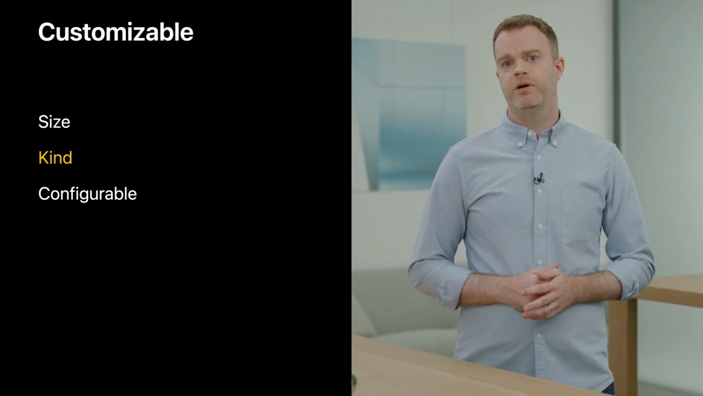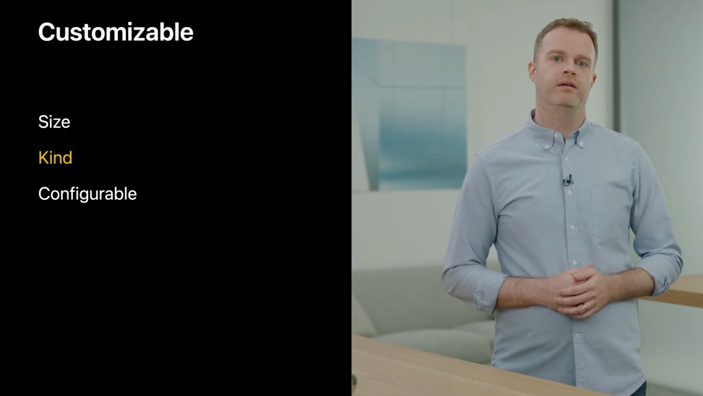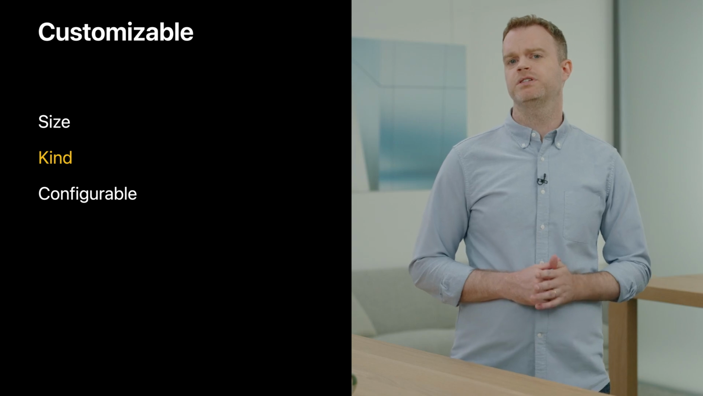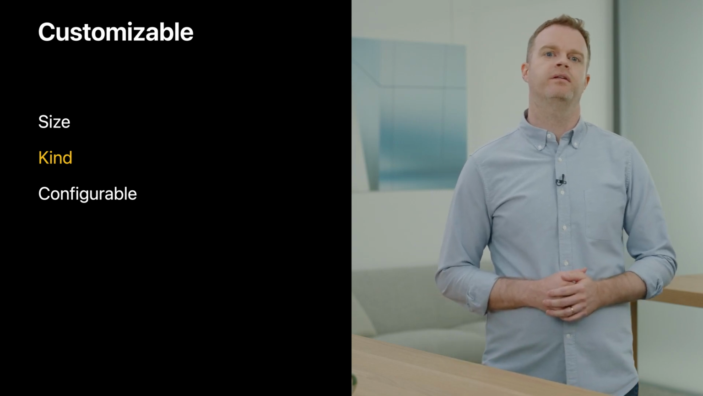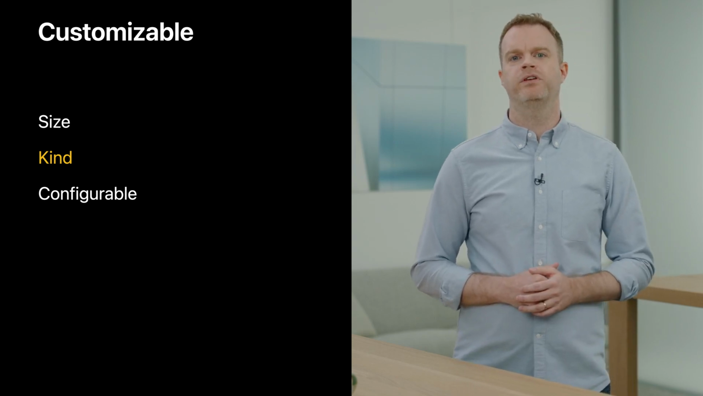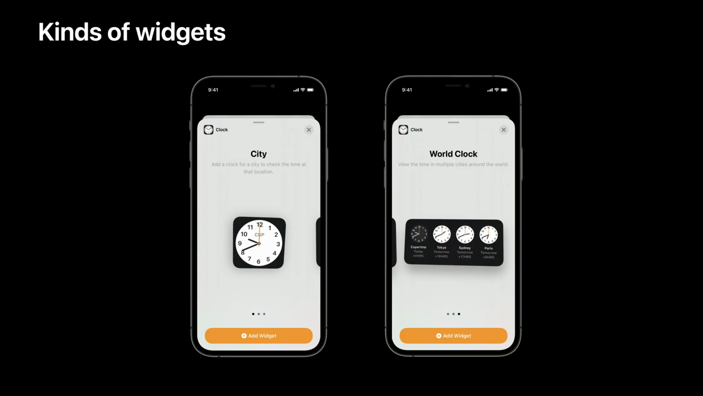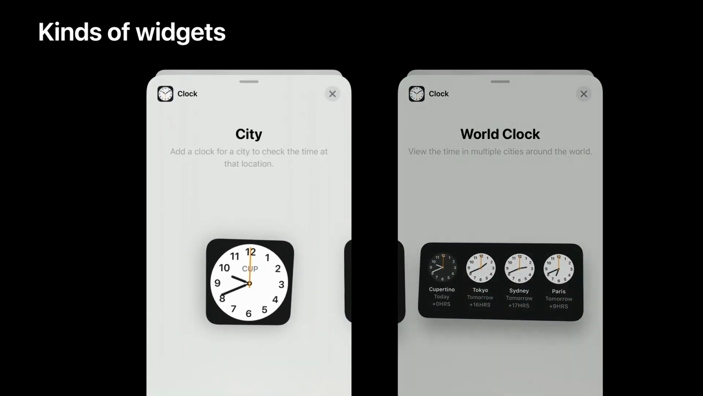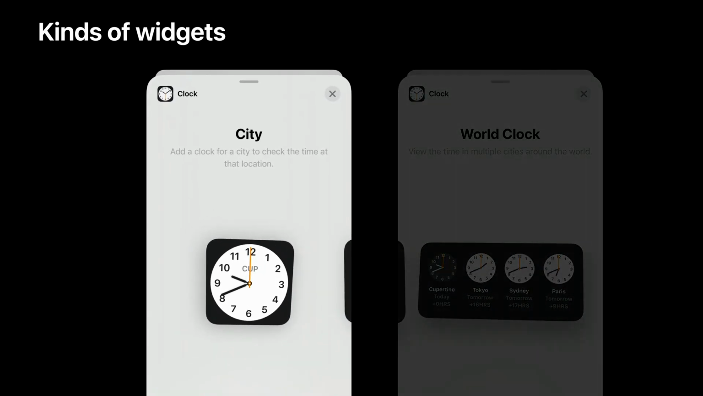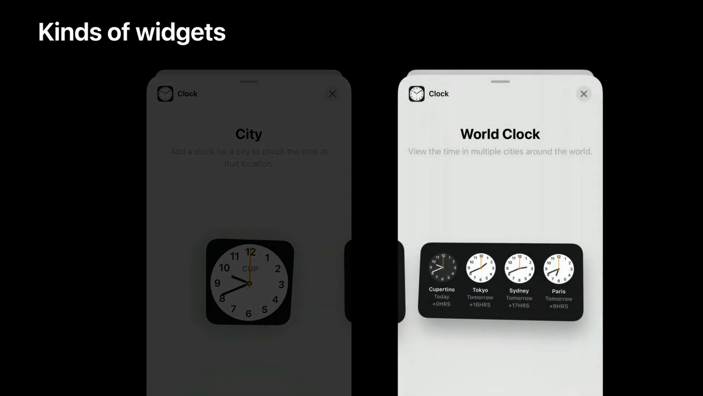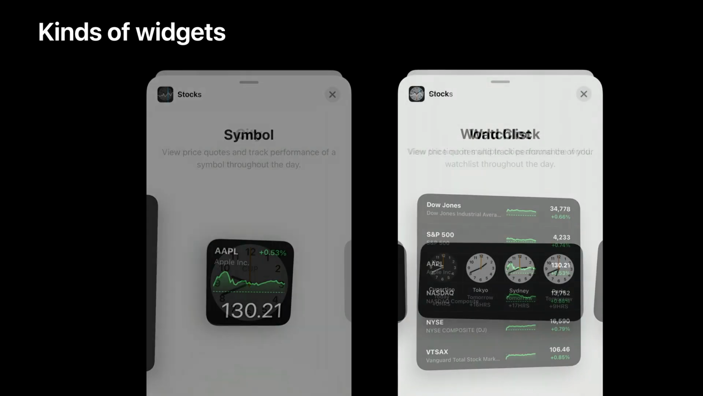The next axis for personalization is the widget kind. Kinds of widgets offer different perspectives into your data or content. So think about what kinds of widgets might make the most sense in your app. The best way to describe these is really by example. Here's an example from Clock. On the left, we have a city widget that tracks the time of a single city. And on the right, a world clock widget that can accommodate many different cities in the same view.